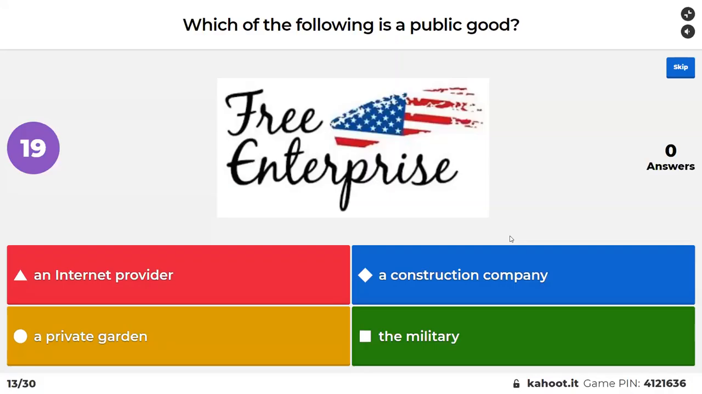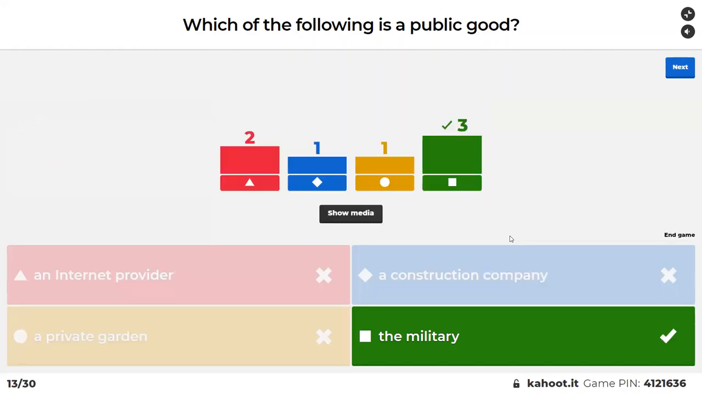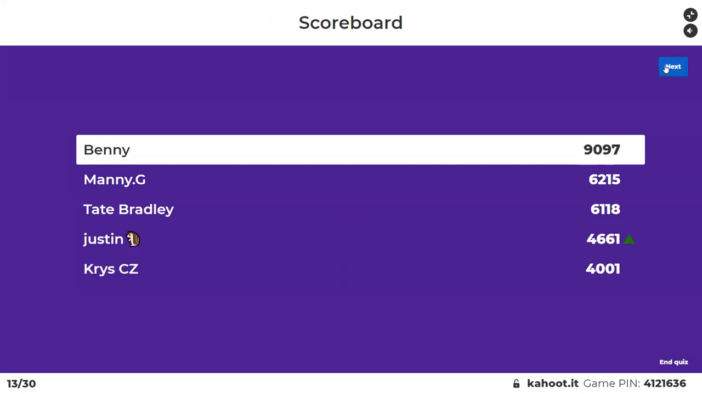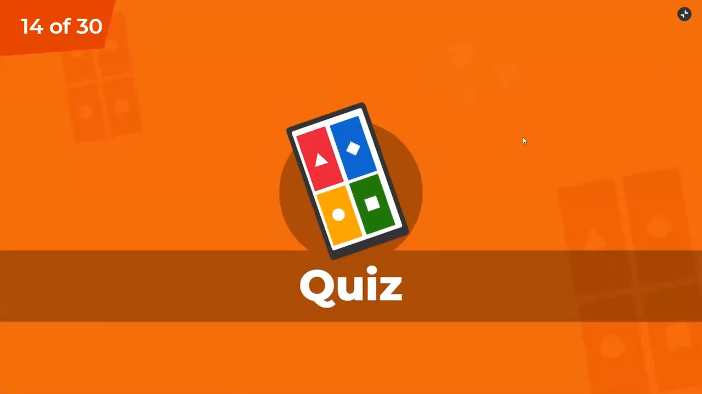Which of the following is a public good? Military, internet provider, those companies, Xfinity, Comcast, those are for profit. A construction company is for profit. A private garden, right? It's got the word private in there. So that would be also a private good. Military paid for by the government.